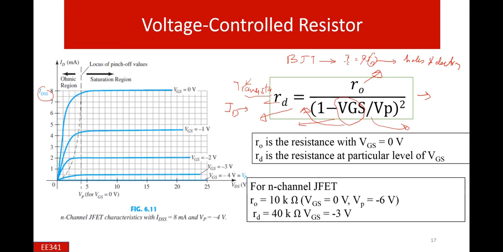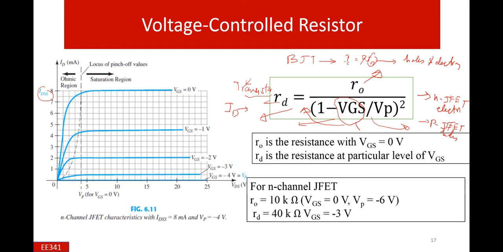Maybe for the N-channel JFET only electrons are contributing, whereas for the P-channel JFET holes are contributing toward this current, and this is controlled through the potential applied between the gate and the source, and this will control the resistance.